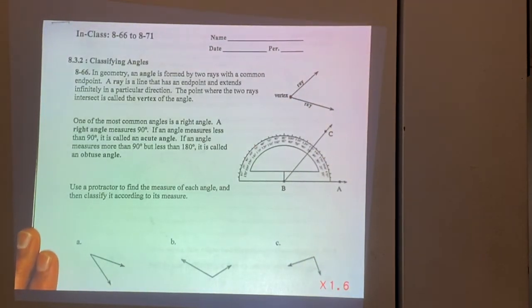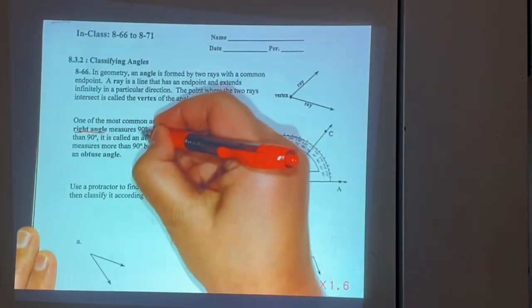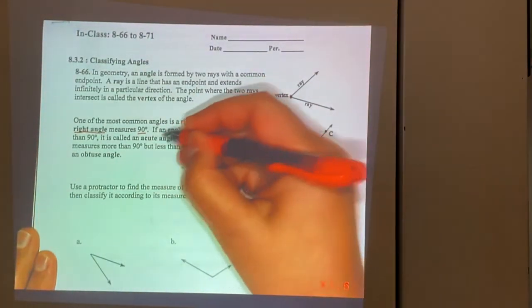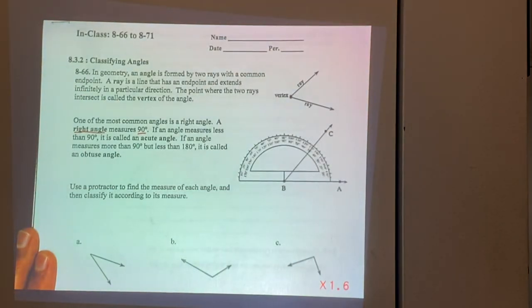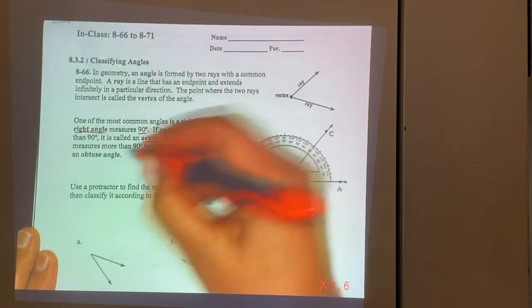One of the most common angles is a right angle. A right angle measures 90 degrees. If an angle measures less than 90 degrees, it's called acute. If an angle measures more than 90 degrees, it's called obtuse. Got a little vocabulary in there already.